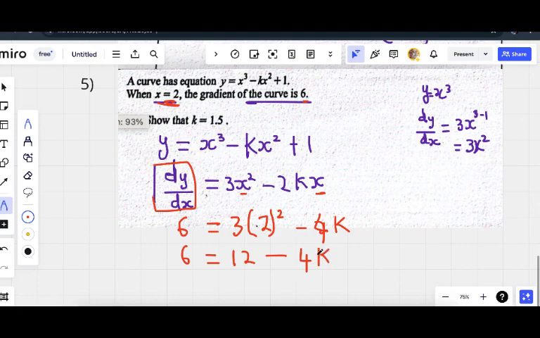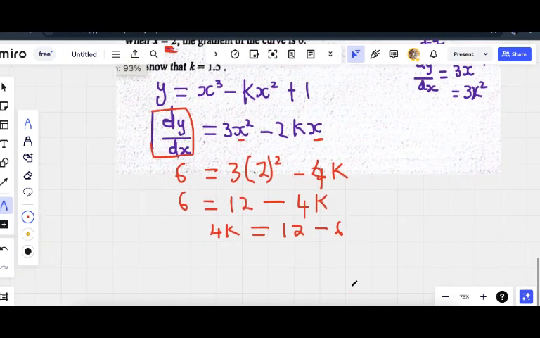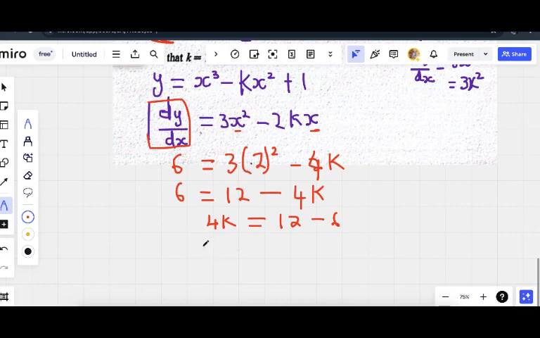So the next thing, we can move 4k to this side and move 6 to this side. If I bring 4k here, I have 4k. To remove the minus, I just move the 4k here, it becomes positive, is equal to 12. I move 6 to join 12, it becomes negative 6. Okay? So you can see where we're going, right? So you have 4k equal to 6.